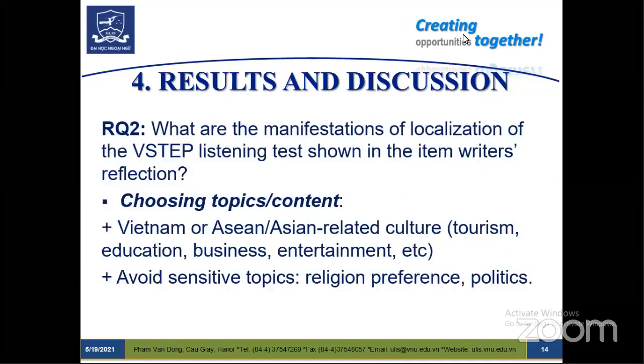Now let's move to the second question: what is seen in the item writers' reflection? When the item writers got together and shared their opinions, they saw that localization can be seen through the way they chose the topic and the content. That would be topics related to Vietnam or ASEAN countries, like tourism, education, business, or entertainment. And they avoid sensitive topics like religious preference or politics. Basically, so far, there haven't been any monologues or dialogues about the two topics I mentioned on screen.